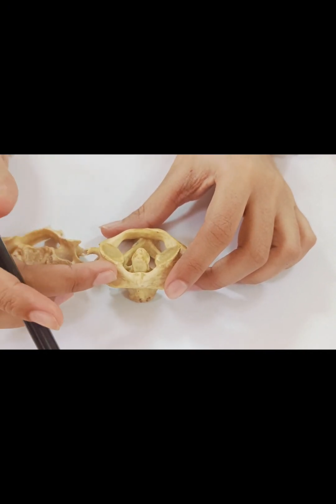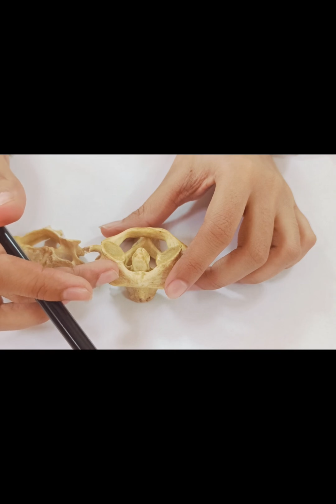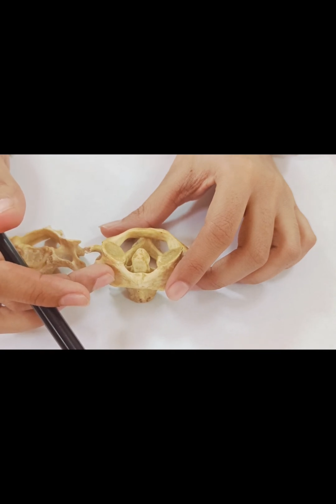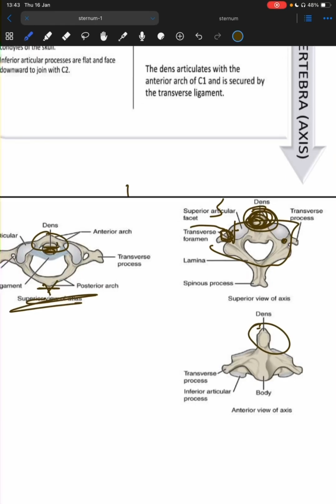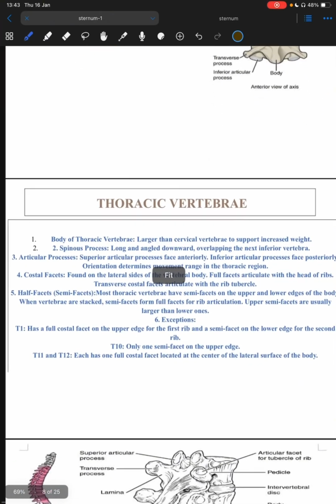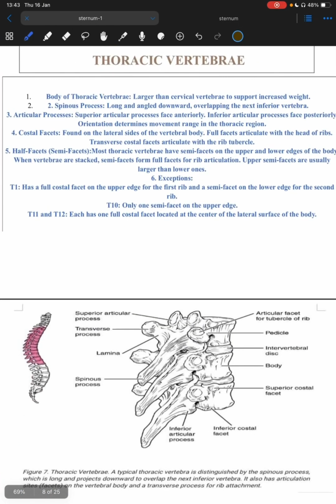Like this, the C1 and the C2 will be articulated. So let's move on to the thoracic vertebra. The thoracic vertebrae have large bodies if I compare them to the cervical ones. These are located in the thoracic region, the region where we have the lungs and rib cage.